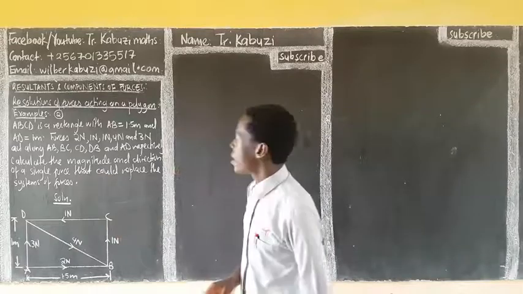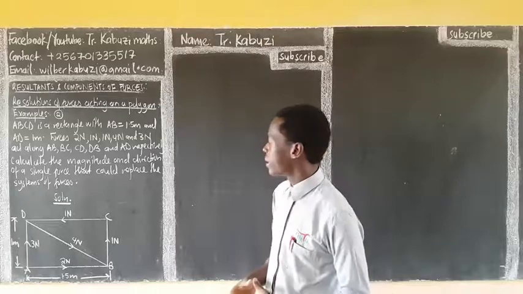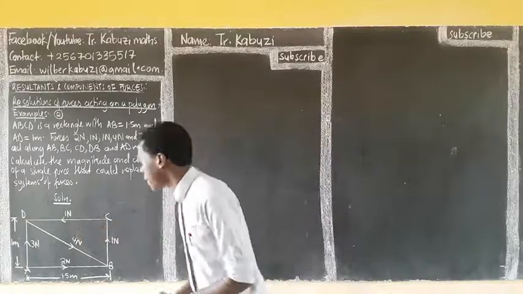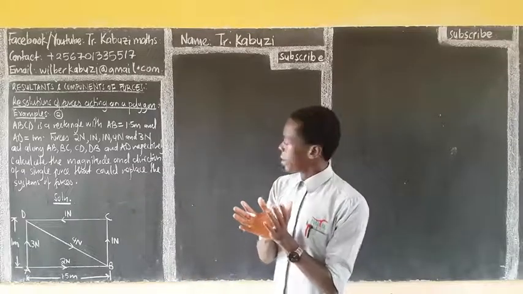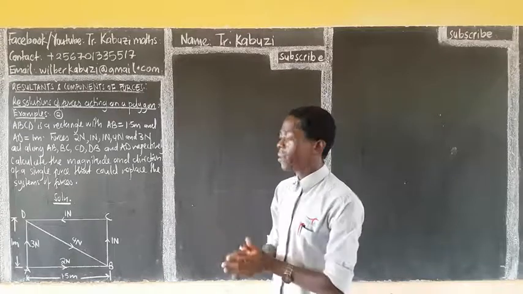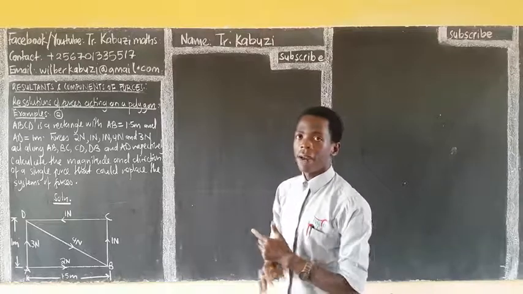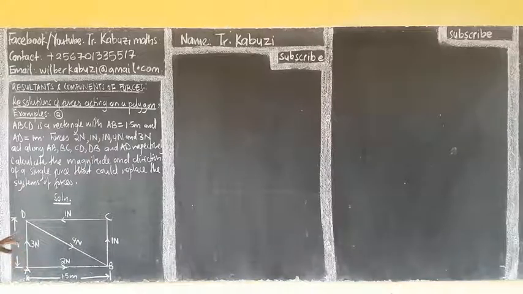Calculate the magnitude and direction of a single force that will replace the system of forces. It's important: they're asking for the resultant force of all these forces. Now, to get the resultant force, we always need to put all the forces in the x component, get the total, and also get the total of all components in the vertical direction. We have forces that are purely vertical and purely horizontal, but we have this force which is neither horizontal nor vertical.